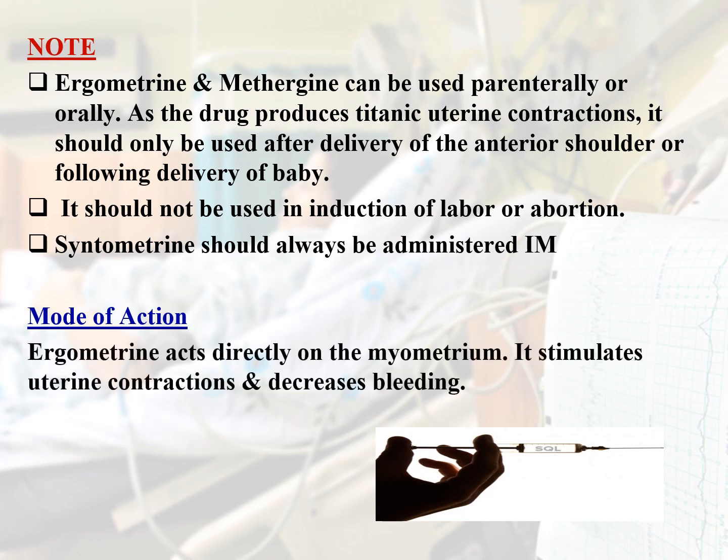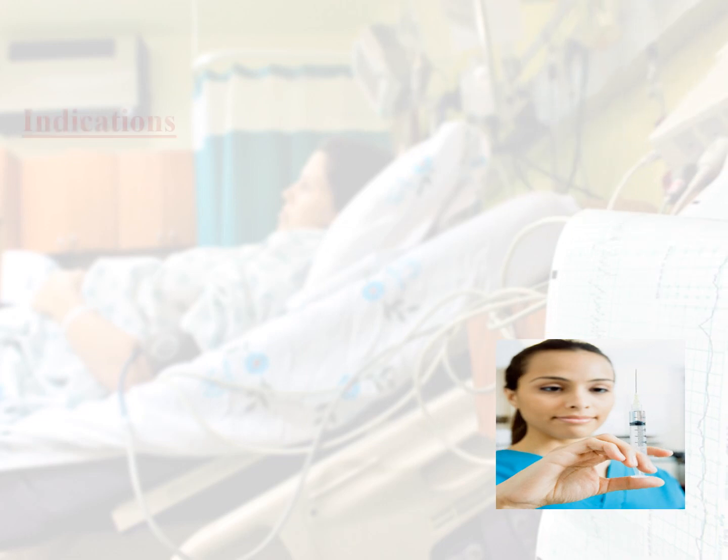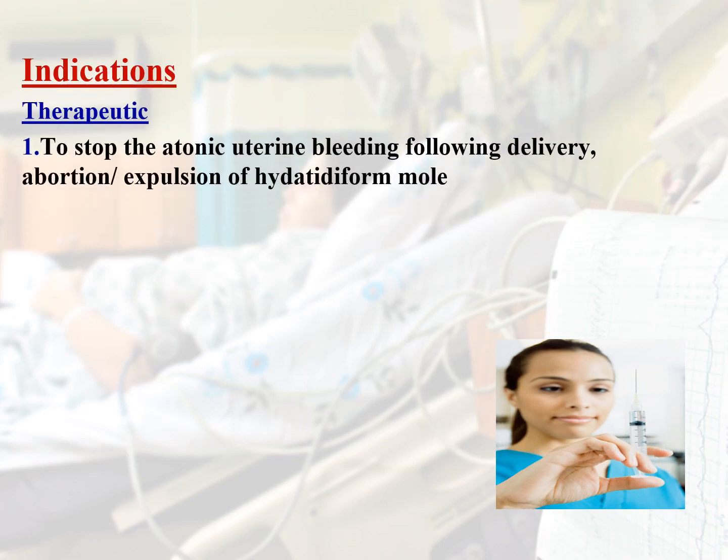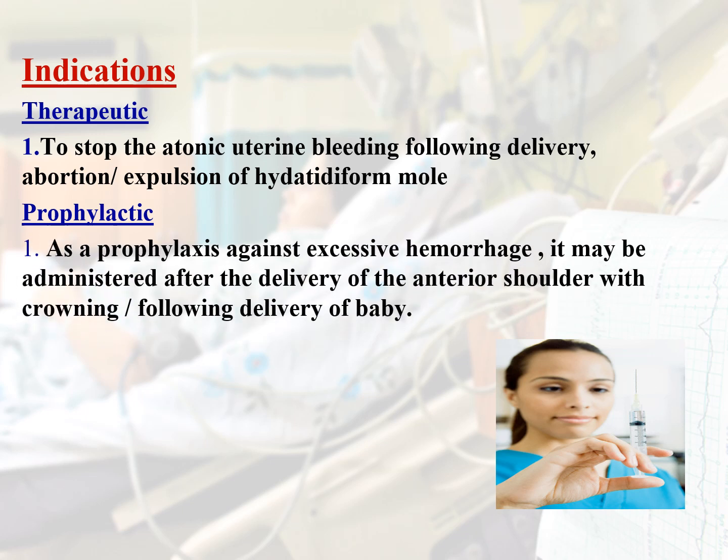The mode of action: ergometrin acts directly on the myometrium. It stimulates the uterine contractions and decreases the bleeding. The therapeutic indications include to stop the atonic uterine bleeding following delivery, abortion, expulsion of hydatidiform mole. Prophylactic indication: as a prophylaxis against excessive hemorrhage, it may be administered after the delivery of the anterior shoulder with crowning and following the delivery of the baby.